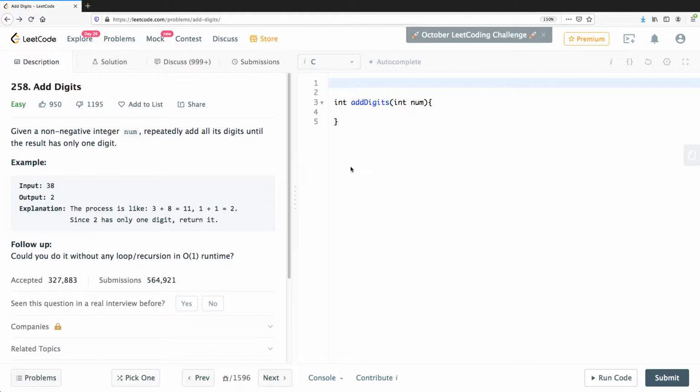So here it is. It's given a non-negative integer num, which means 0 or a positive number. Repeatedly add all its digits until the result has only one digit. So he gives some examples like 38, and he says output is 2. And the process is like 3 plus 8 is 11, true. And then now you add 11's digits, which is 1 plus 1 equal to 2, and then you can return 2.